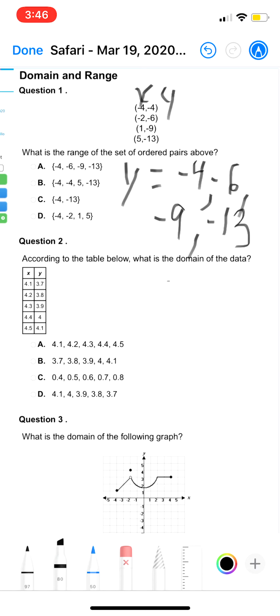Now, all you have to do is find the set that matches that. A says -4, -6, -9, -13. Well, that's exactly what I wrote down. So A must be my answer.